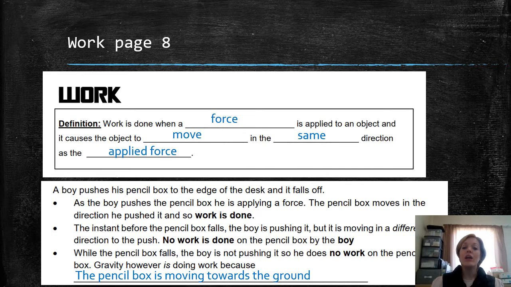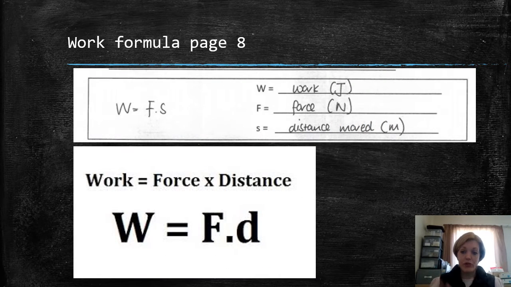Okay. So please make sure you fill this in, and then we're going to carry on with a few formulas and a few practice questions. I'm sure a lot of you are asking, why are we using the letter S for distance moved? The reason we're using that letter S is that later on in grade 10, you will see that sometimes we use the letter D and sometimes we use the letter S. And the reason we do that is because distance and displacement are two different things in physics.